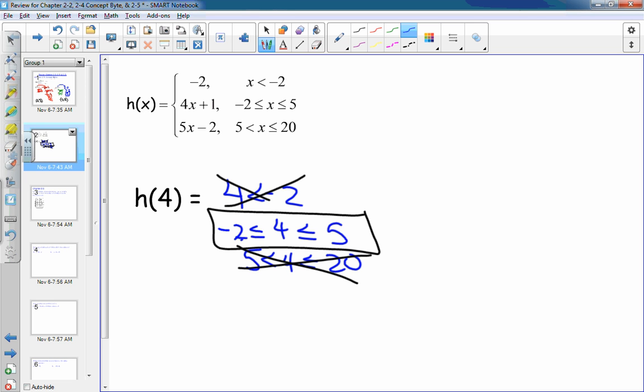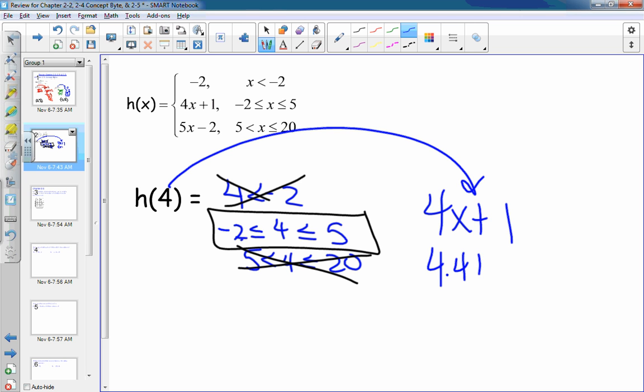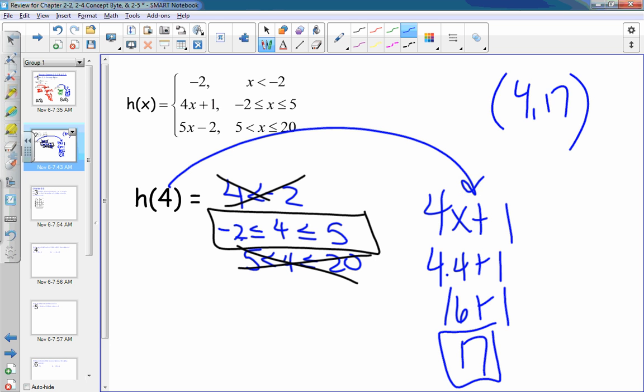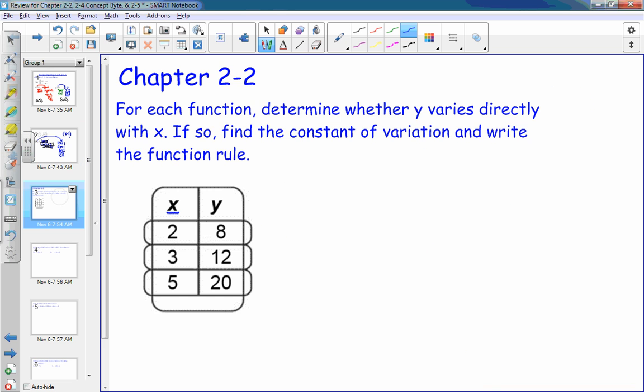So that means I'm going to be using the middle part of this graph, which is the 4x plus 1. And what am I putting in place of the x? The value 4. So that's 4 times 4, plus 1, which gives me 17. Now, what ordered pair is that going to give me? Do we all understand that, and can you do that tomorrow? Perfection. Okay, that's section 2.4, concept bite piecewise functions.